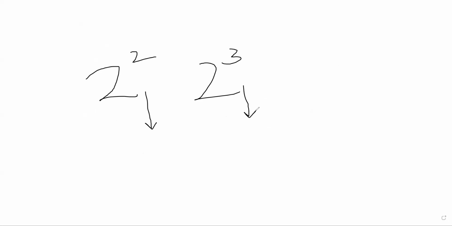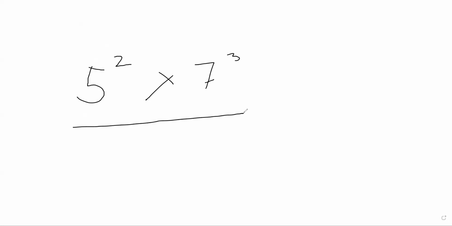Okay, so you don't have to say raised to 2 and raised to 3 this time. Only if it is any other number then. So your answer will be like this: 5 raised to 2, meaning 5 square, into 7 raised to 3, meaning 7 cube. So this will be your final answer: 5 square into 7 cube. Clear?